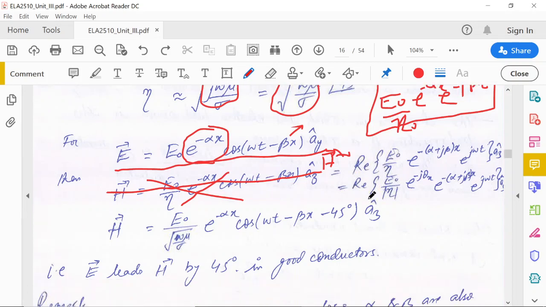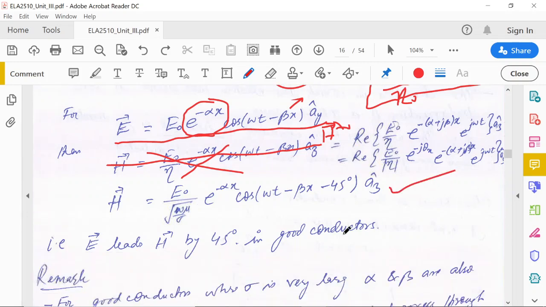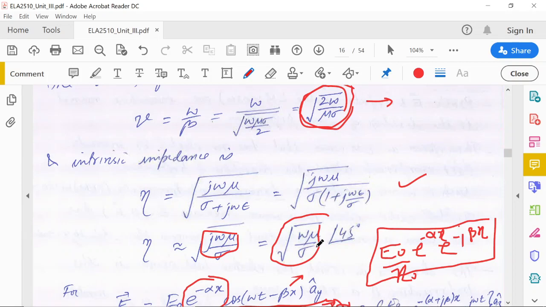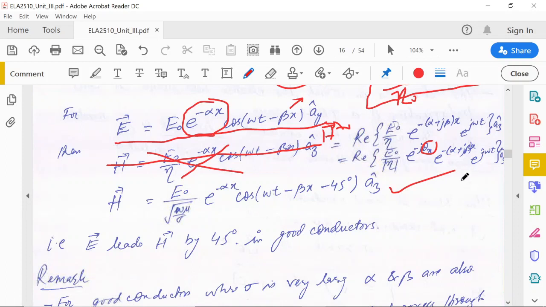When you take the real part, you get this equation. What you are getting is omega t minus beta x minus 45 degrees here, because theta n, the phase of this n, is 45 degrees that we have obtained. So for this particular case, theta n will be 45 degrees.